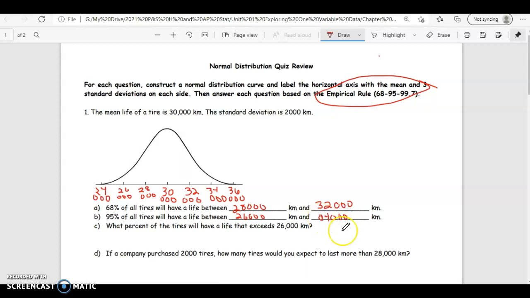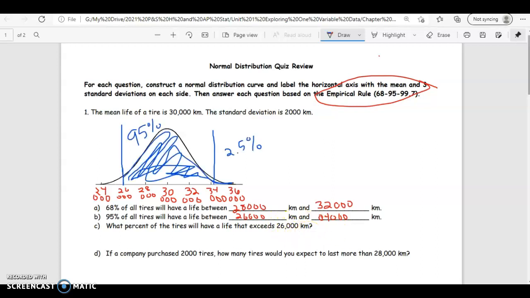That's a 3 right there. What percent of tires have a lifetime that exceeds 26,000 kilometers?